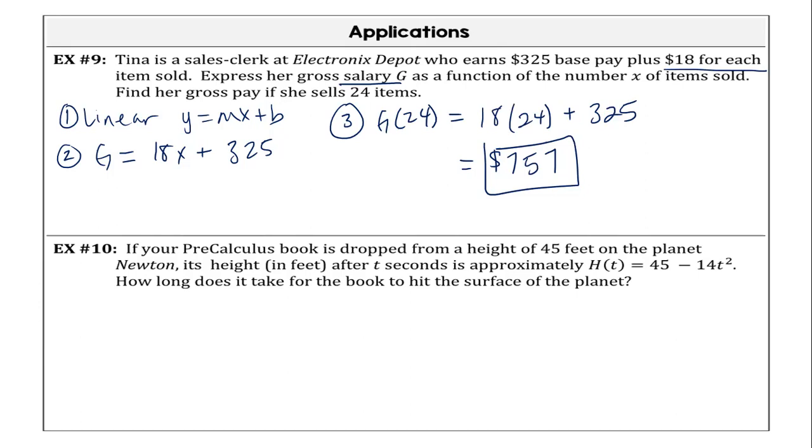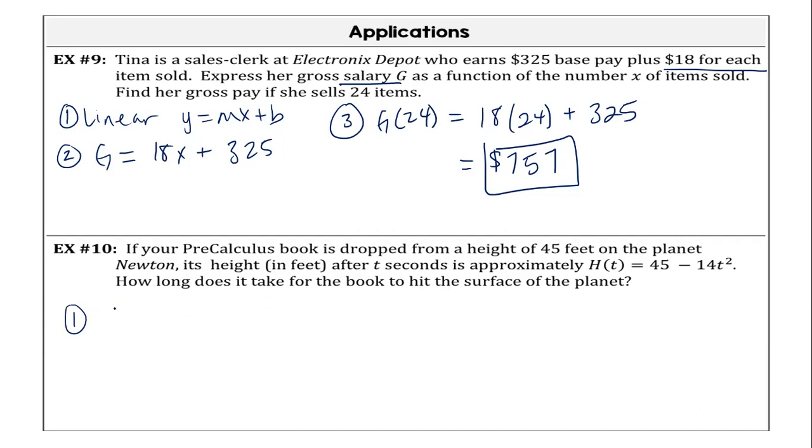If your pre-calculus book is dropped from a height of 45 feet on the planet Newton, its height in feet after t seconds is approximately h of t equals 45 minus 14t squared. How long does it take for the book to hit the surface of the planet? The first thing you want to identify is what type of equation you are working with. Well, they gave it to us. So what is our equation?